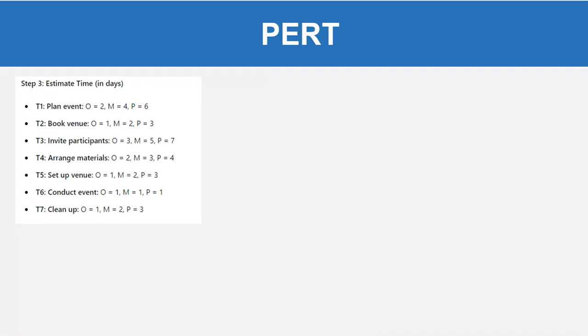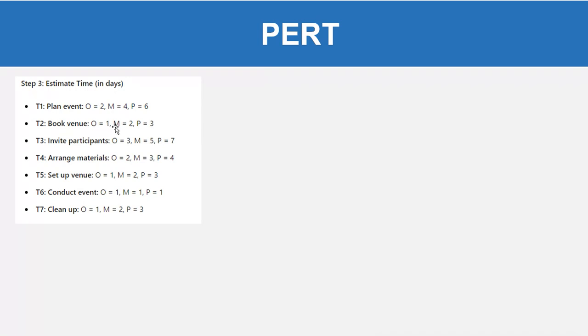Now estimate the time in days. Basically these numbers are the days. For plan event, the optimistic time means everything is okay, everything is perfect, so it is the shortest time. So optimistic time is 2 days, most likely is 4 days, and pessimistic is 6 days. Here you can see optimistic is the shortest, pessimistic is the longest, and most likely is the midway.